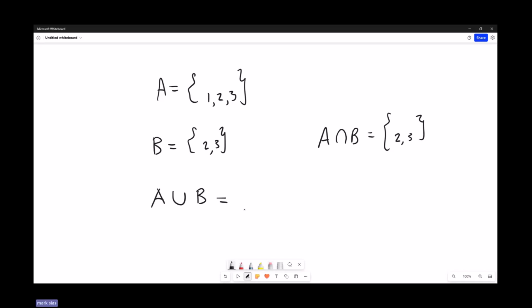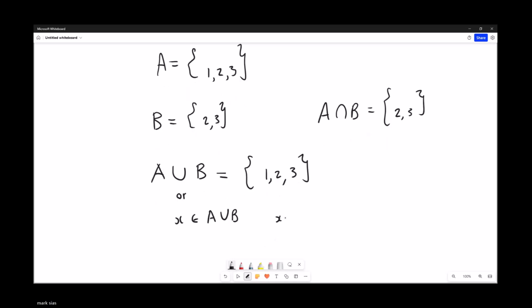So let's do the union now. The union is 1, 2, 3. So this refers to the set of X, X an element of A union B. This means X is an element of A, or X is an element of B, or both. This means X is an element of A, or X is an element of B, or it's an element of both.